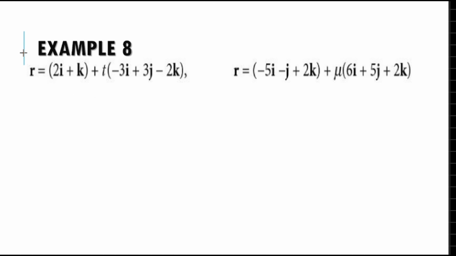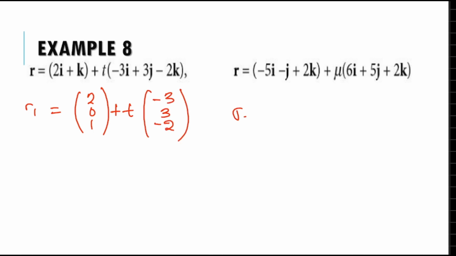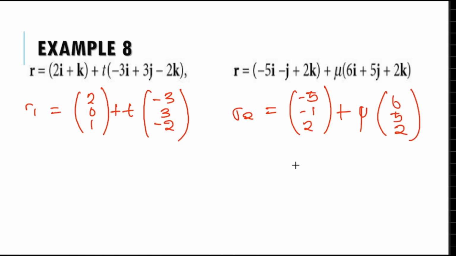Let's check for this line as well. We have r1 equal to (2, 0, 1) plus t times (-3, 3, -2), and r2 equal to (-5, -1, 2) plus mu of (6, 5, 2). Let's check if these lines are parallel. Check the direction. The directions are not related, so they are not parallel. So we have to solve for the intersection, r1 equals r2.